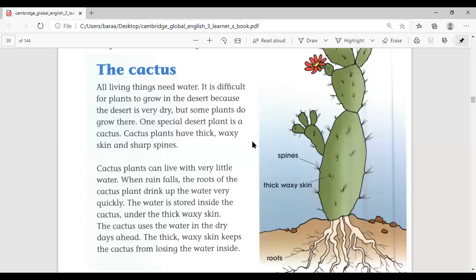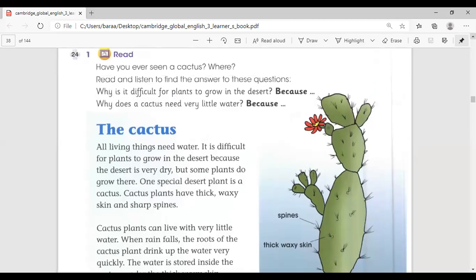So let's start. The cactus. All living things need water. It's difficult for plants to grow in the desert because the desert is very dry. So the first question we're going to ask ourselves: why is it difficult for plants to grow in the desert?